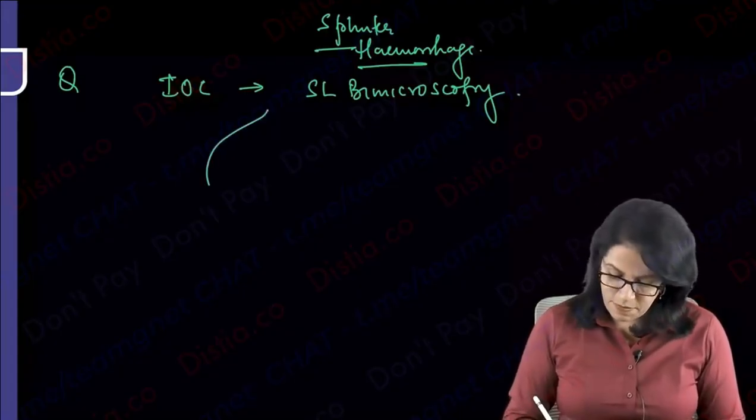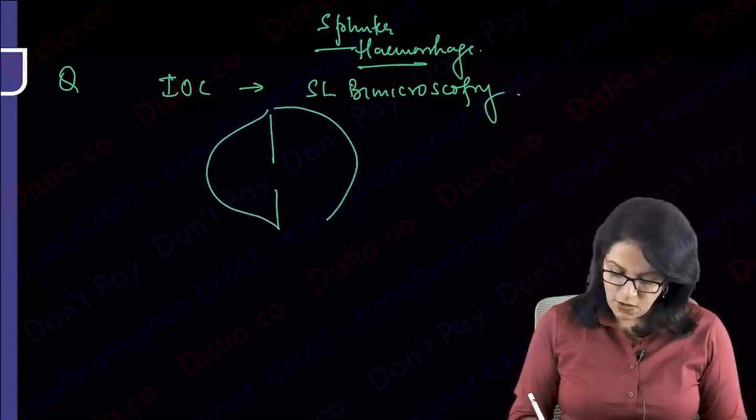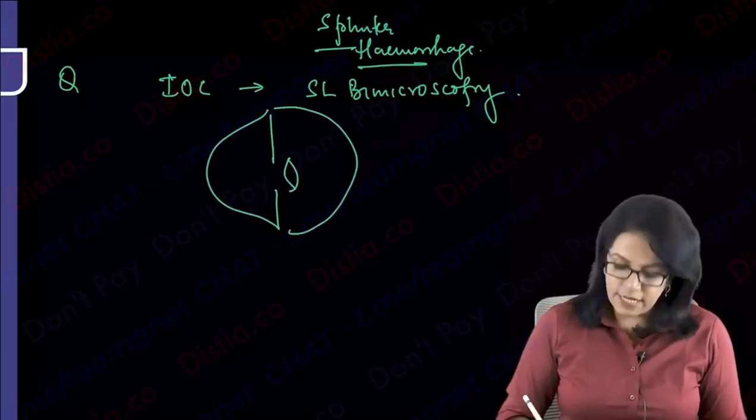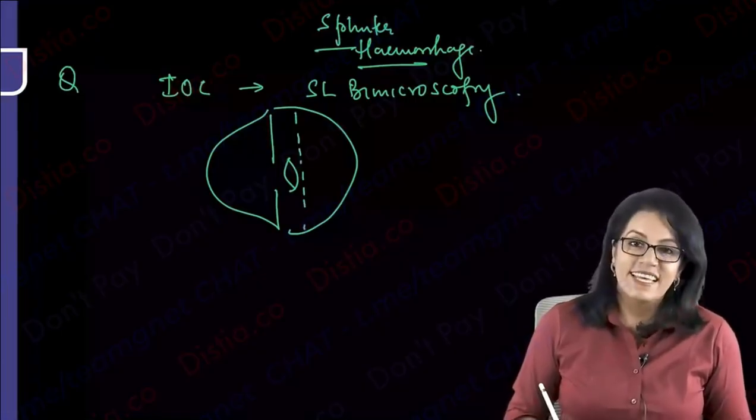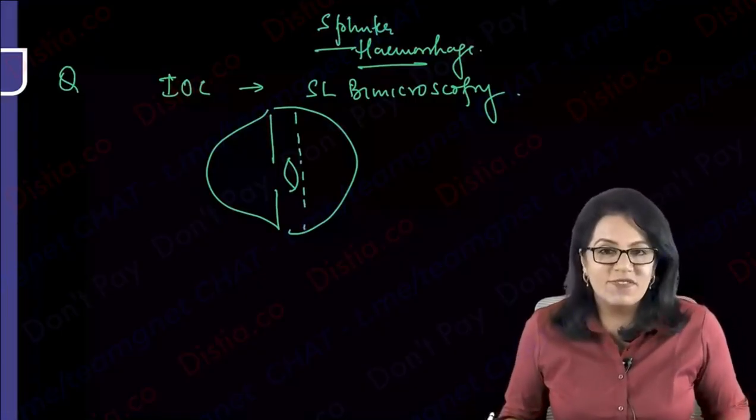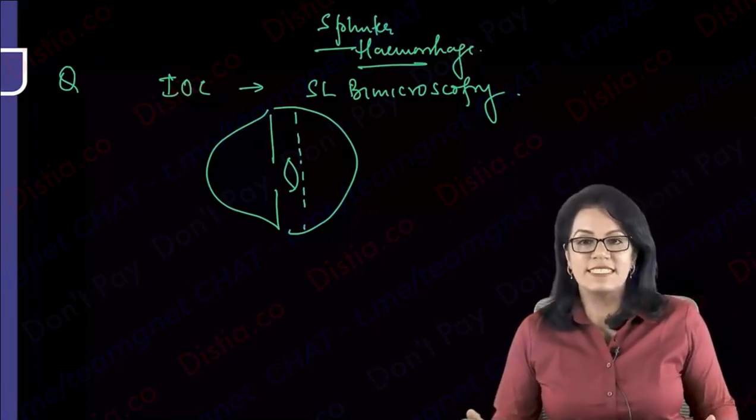Slit lamp is mainly for seeing the anterior segment, all the structures along with the lens and one third of the vitreous. Right, this is what is seen. So how can I see the retina? How can I appreciate the fundus changes?